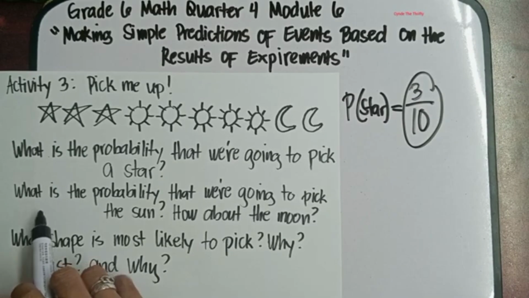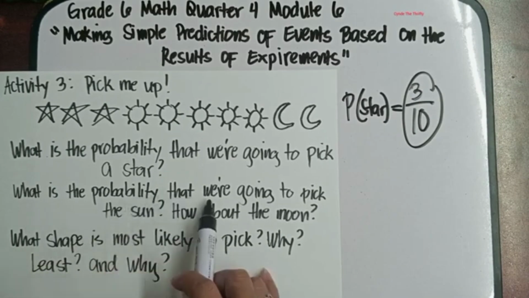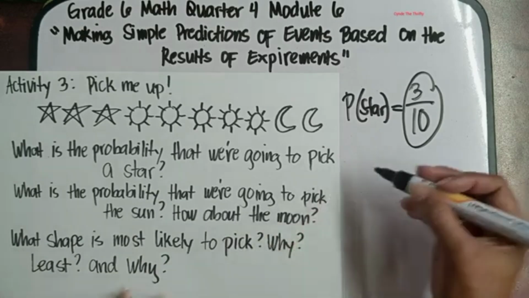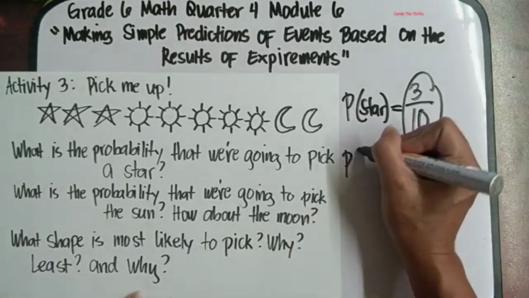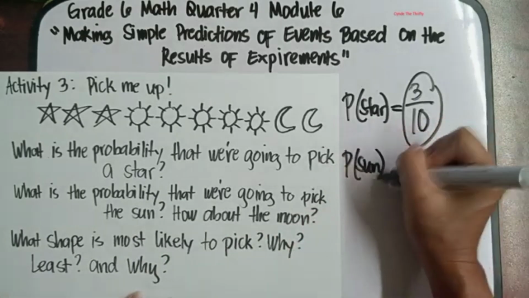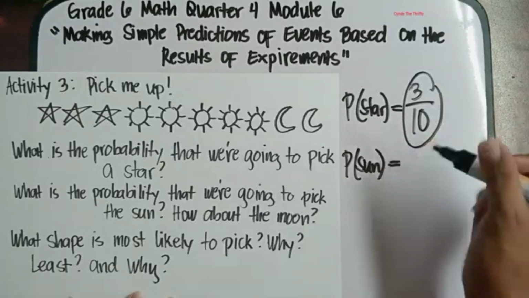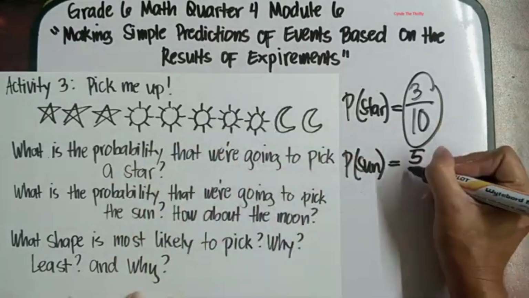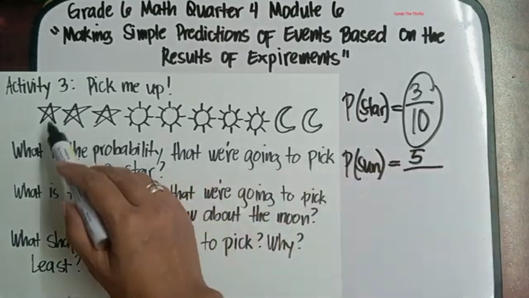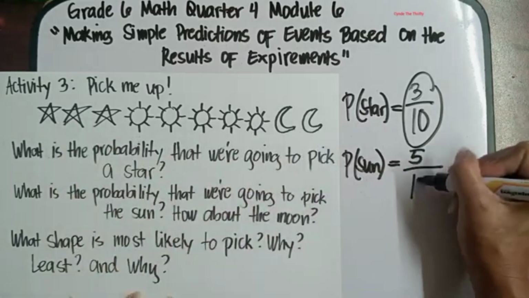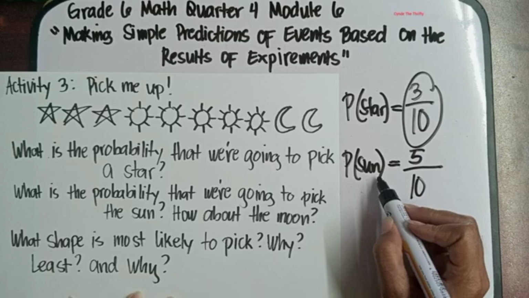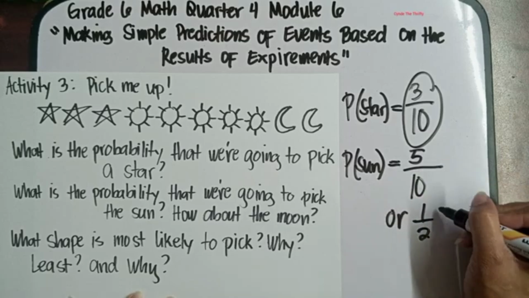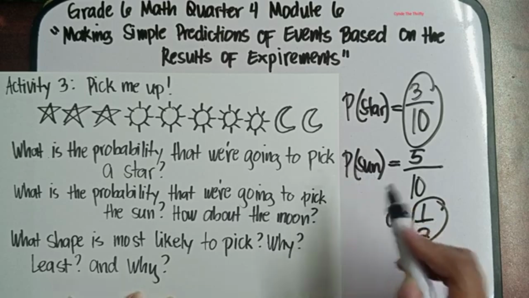Another question, what is the probability that we are going to pick the sun? So, ano naman yung probability na ma-pick natin si sun? So, P or probability sun is equal to, ilan yung sun natin? 1, 2, 3, 4, 5. So, 5 over our total outcome, silang lahat is 10. So, probability of sun is 5 over 10 or 1/2. So, ang probability ni sun is 1/2.